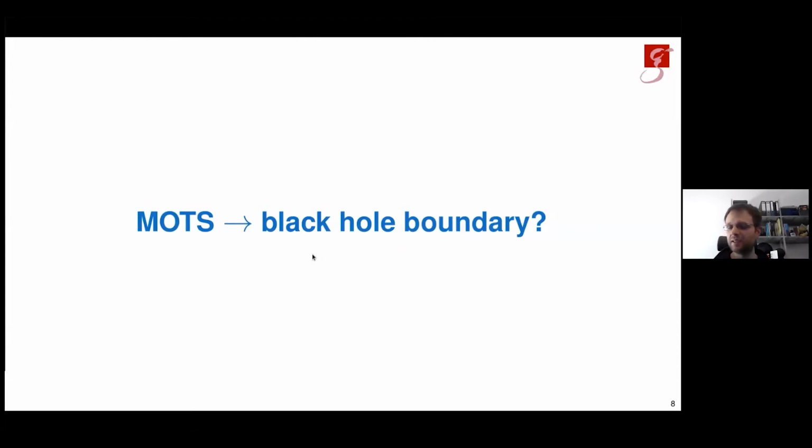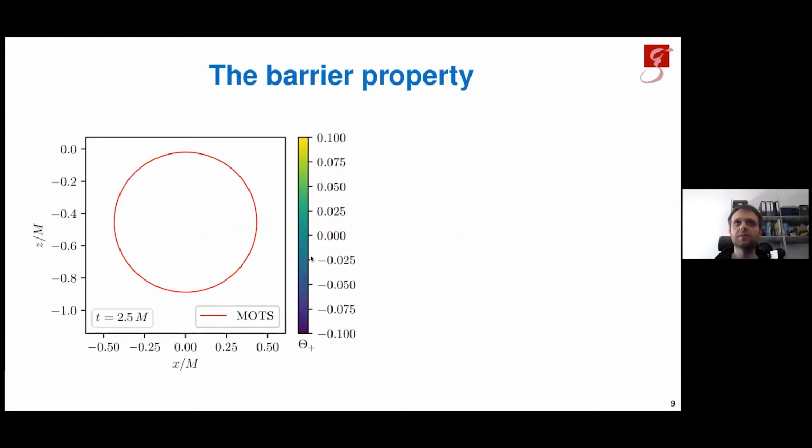And we can take a very simple criterion to determine whether a MOTS is a black hole boundary or not. And for that, I will introduce the so-called barrier property. I will introduce it intuitively here first, and then show a mathematical way to prove that a MOTS has this property or doesn't have it. And this barrier property can be understood as follows. Let's take a MOTS.